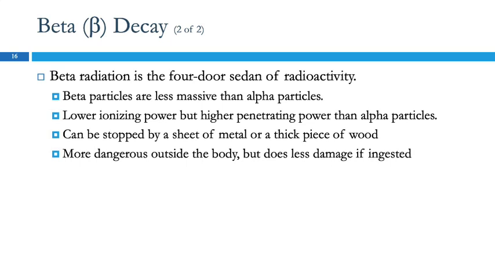So beta radiation can be stopped by a sheet of metal or a thick piece of wood. So this is more dangerous outside your body because it can go through your skin and get into other parts of your body. So it's more dangerous outside your body than alpha radiation is, but it's less dangerous than alpha radiation if it's ingested because it has lower ionizing power.